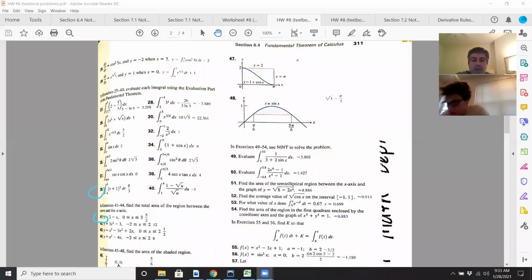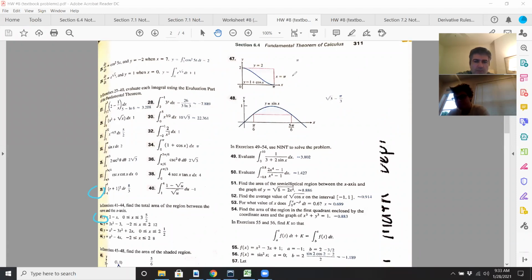So we're recording. I'm going over homework number 8, showing number 39 on the 6.4 homework. I don't know what page number that is. Actually, page number is 311. There we go. So he has to integrate (r plus 1) squared with the limits of -1 and 1.